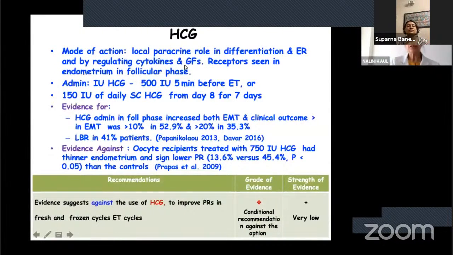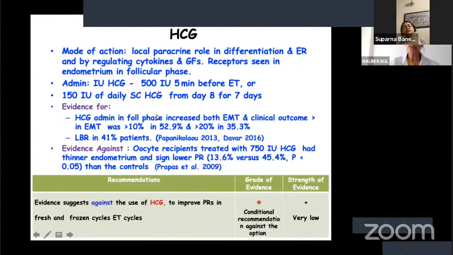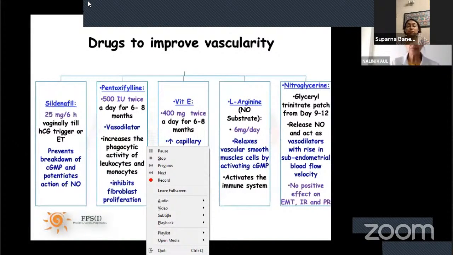HCG has been given. It is thought that the local paracrine actions will help to improve the endometrium in the follicular phase. So it is given either before ET, used intrauterine, or given subcutaneously for about 7 to 8 days, starting from day 8 of the cycle. Again, the evidence regarding the use of this is not sufficient, and you may not find any change happening if you use HCG.